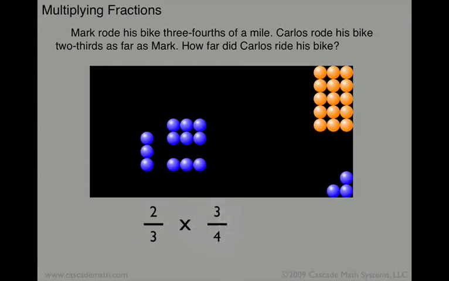2/3 of 3/4 is 6/12. Carlos rode his bike 6/12 of a mile.